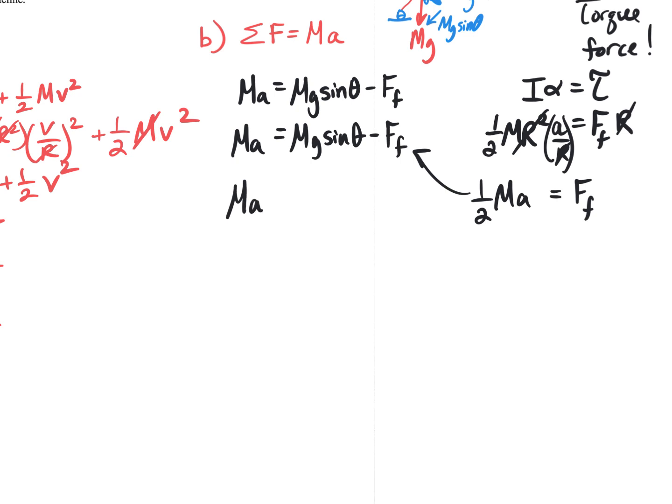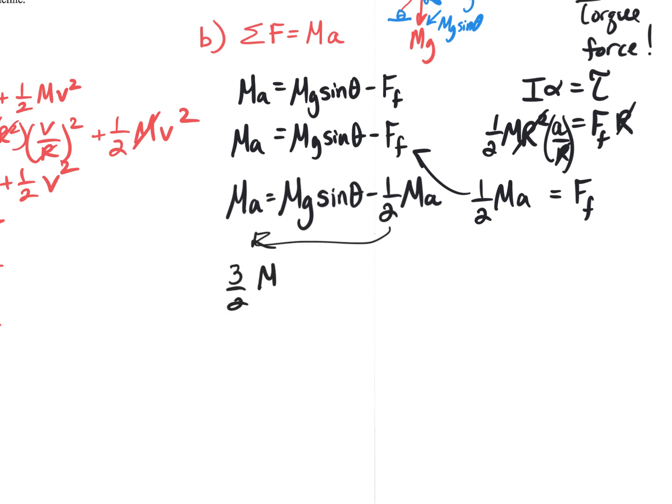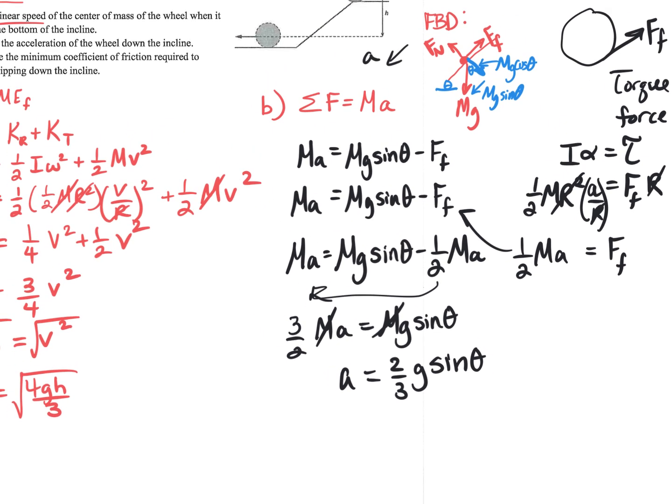So now we have ma equals mg sine theta minus 1/2 ma. Add that to the other side, and we get 3/2 ma equals mg sine theta. M's go away, so a is equal to 2/3 g sine theta. So there's a. So that's for part B.